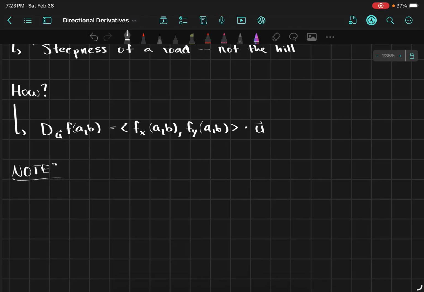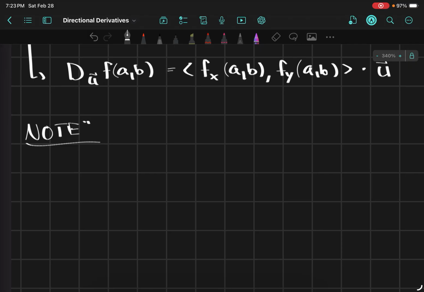So what is this essentially saying? This is essentially saying that we're computing the instantaneous rate of change of our f of x, y at a point a, b in the direction of this vector u. So notationally, that's what it is.